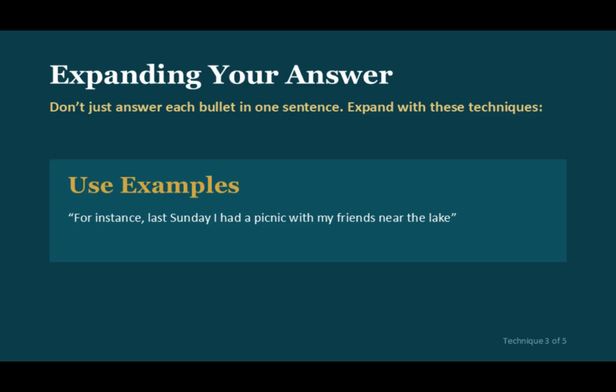So make it personal to you. Make it about your experience or the experience that you've encountered, right? So, for instance, "Last Sunday, I had a picnic with my friends near the lake." So using examples is another way of expanding your answer.